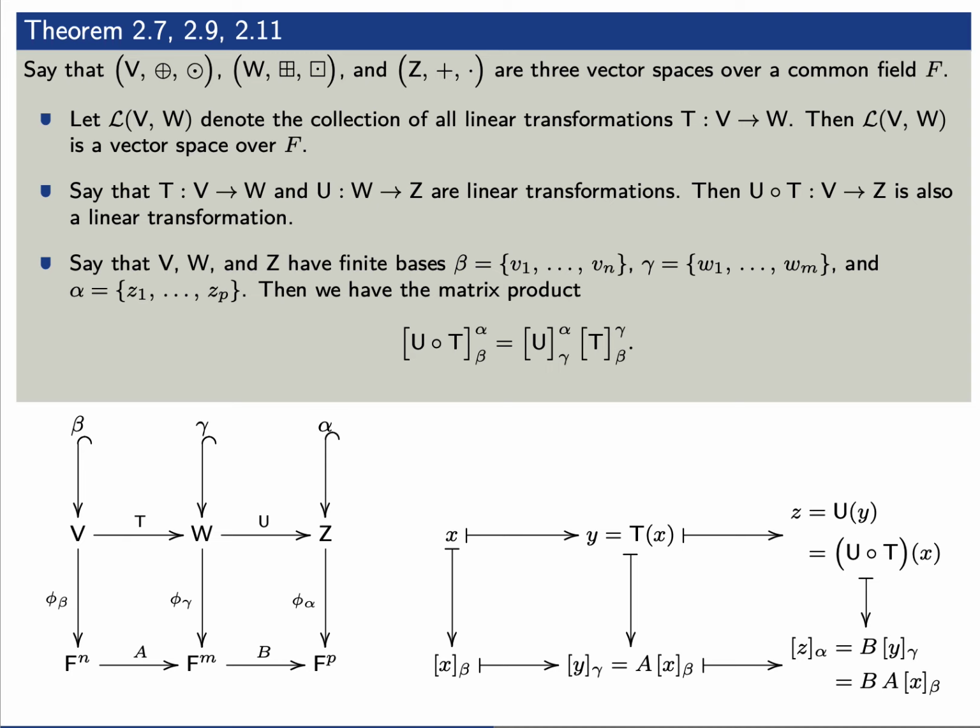You'll see that on the left we have maps from V to W to Z. Inside of those vector spaces, up above, we have our bases beta, gamma, and alpha. And down below, we have our standard representations phi sub beta, phi sub gamma, and phi sub alpha. All of these will correspond to the various matrices A and B, and you'll see at the bottom we actually do have a new matrix B times A. But now, by looking at the various arrows in the compositions, we see that we really do have the product of matrices.